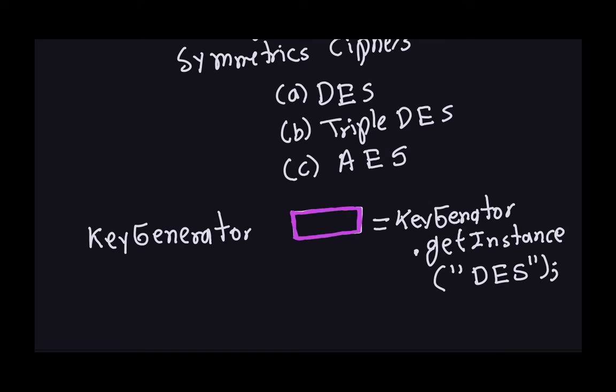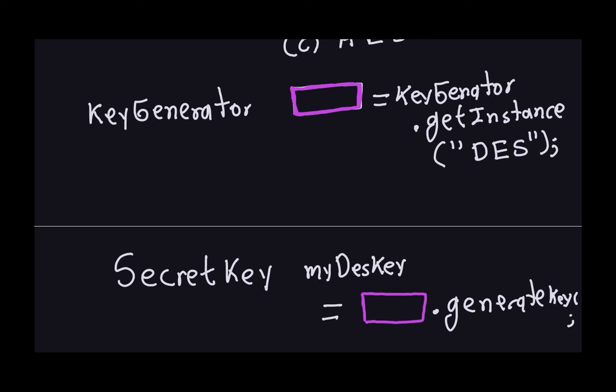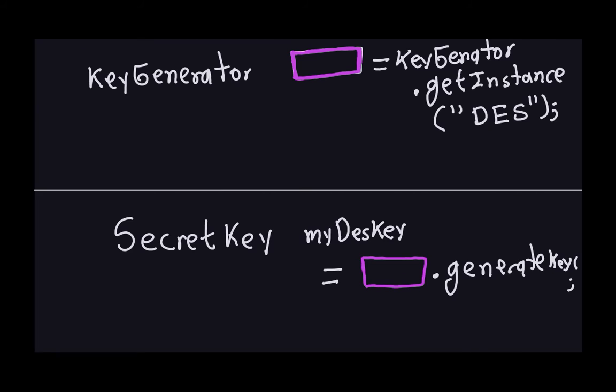Of course, you cannot put a stream cipher here because it's not implemented in Java. You put whatever is implemented in Java. And then once I have that object, I create my key, which I'm going to call my DES key, which is of type SecretKey. Whatever I do is call my object and say, from this object, generate that key.